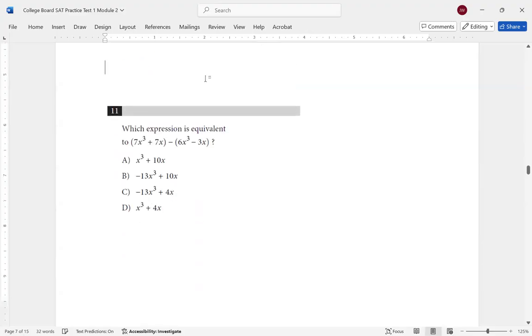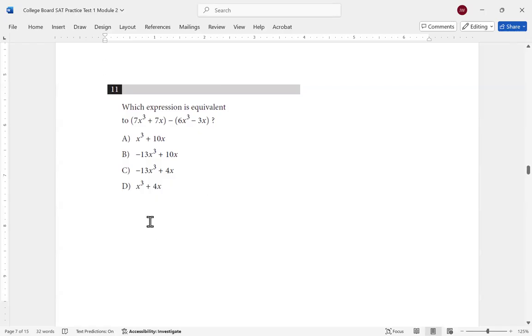Let's take a look at problem number 11. Which expression is equivalent to 7x raised to the third power plus 7x minus the quantity 6x raised to the third power minus 3x? The key thing here is that you need to distribute that minus sign. I'll write the steps on this. You don't have to. You can just do this in your head if you want.